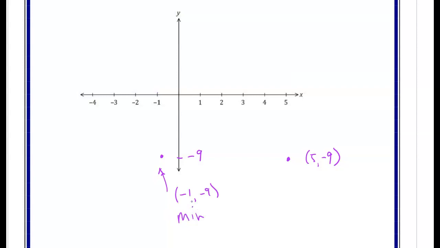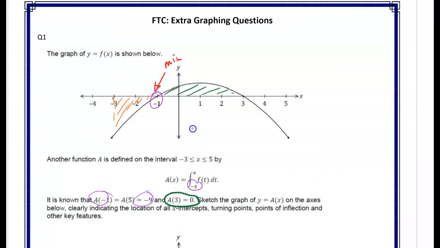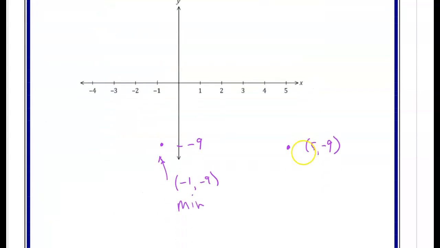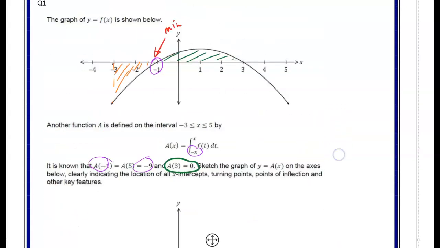And then we start at -3, because when we integrate from -3 to -3, we get 0. So that'll start there. And then you've got this x-intercept, or the root, if you want. That's going to be -3, 0. We know there's a maximum here. And then where's that point of inflection going to be? At 1.